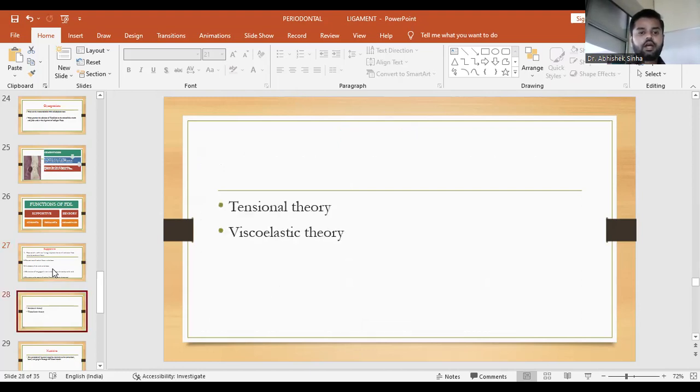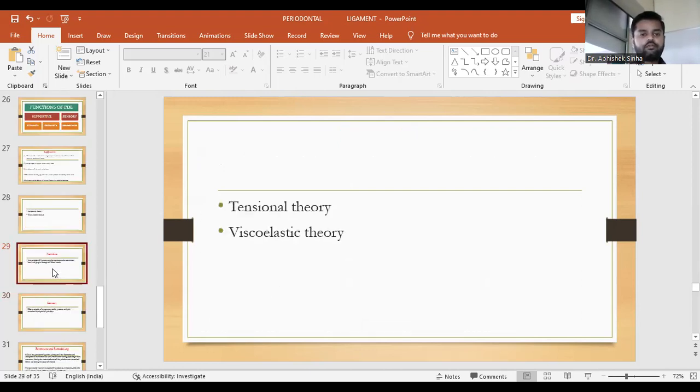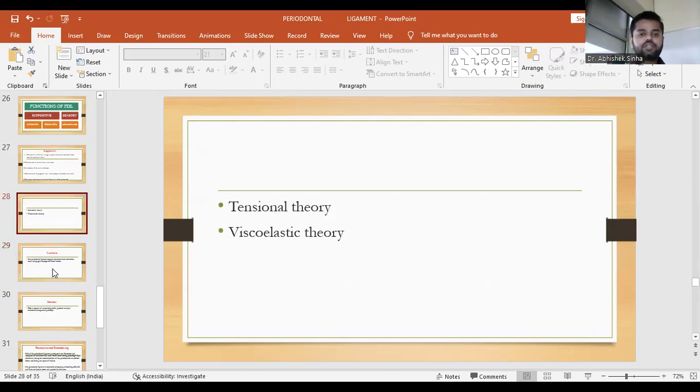Regarding this, you have 2 theories: one is the tensional theory and one is the viscoelastic theory. These theories will be taught to you in your orthodontic classes also, so you don't have to worry about this. But please go and read these 2 theories. If you encounter a difficulty in that, we can have a discussion.